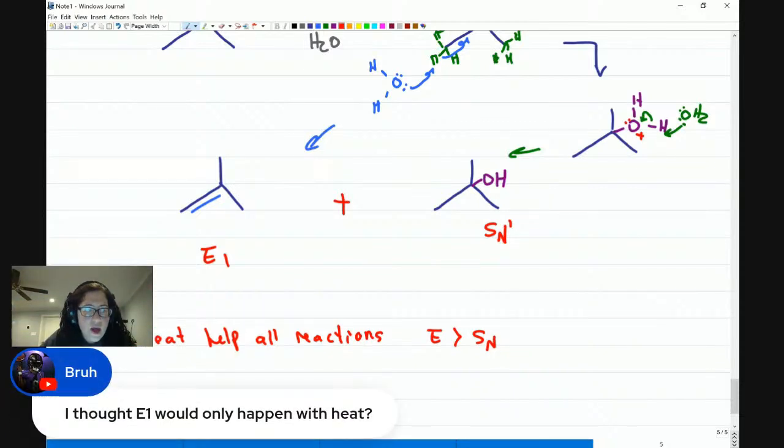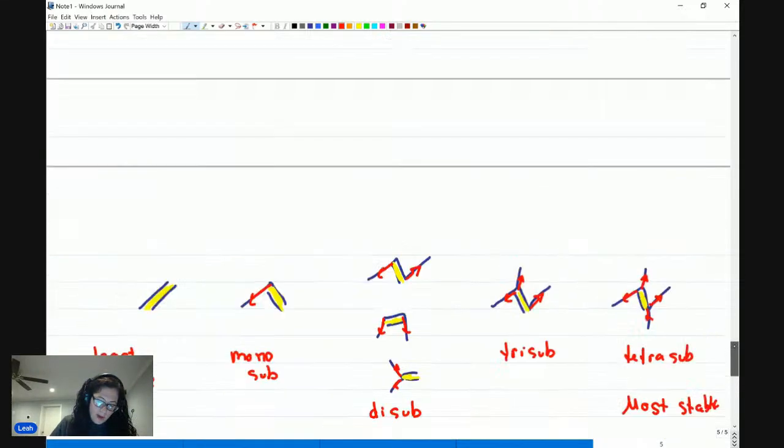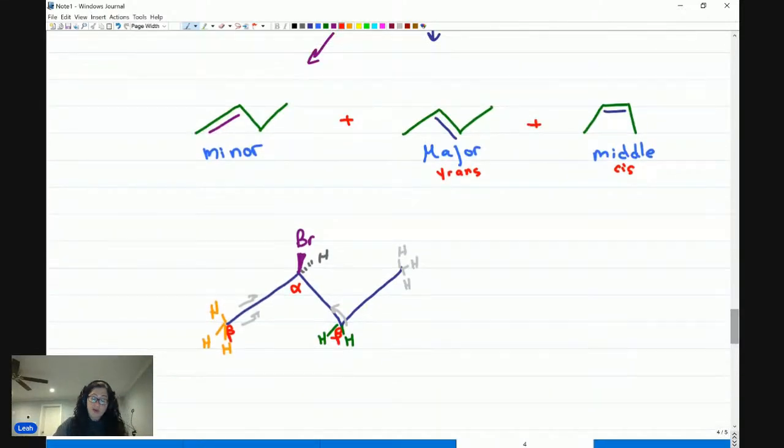Excellent. I thought E1 would only happen with heat. No, so they're all very, very slow. It's just a little bit less slow with heat. These are very slow reactions. These are not ideal reactions, but it is a little bit less slow, meaning slightly faster if you add in some heat. So let's go back to where we were talking about these reactions.